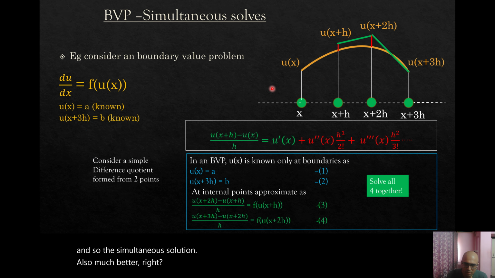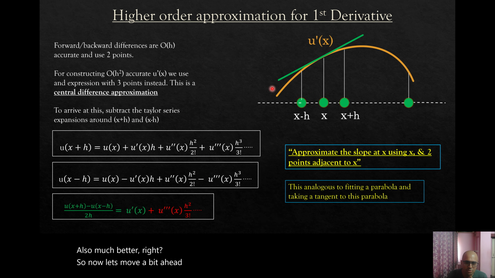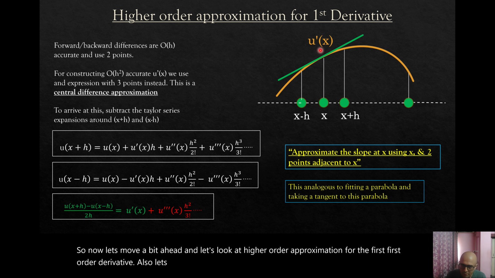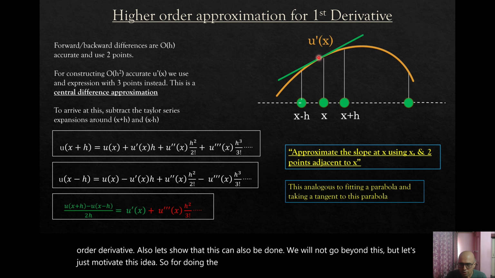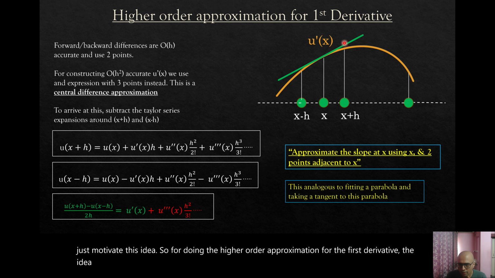So now let's move a bit ahead, and let's look at higher order approximation for the first order derivative also. Let's show that this can also be done. We'll not go beyond this, but let's just motivate this idea. For doing the higher order approximation for the first derivative, the idea is to fit a parabola and then take a tangent to this parabola. Instead of just using 2 points, use 3 points.